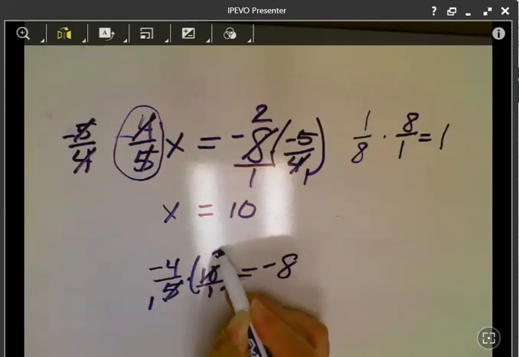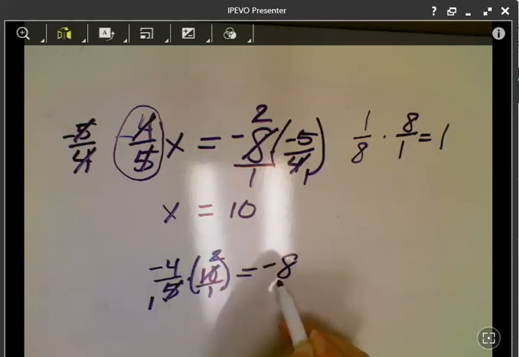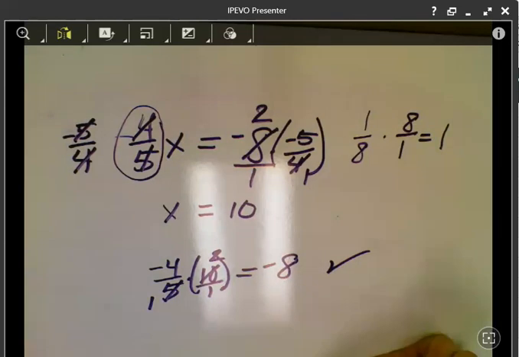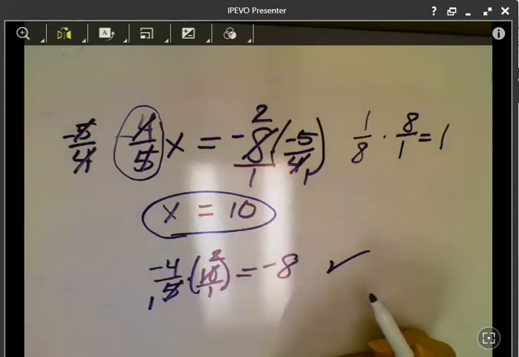Divide by 5, make that a 2. So your 1's at the bottom. -4 times 2 is -8 over 1, or just plain -8. So check. This x equals 10 is my final answer.